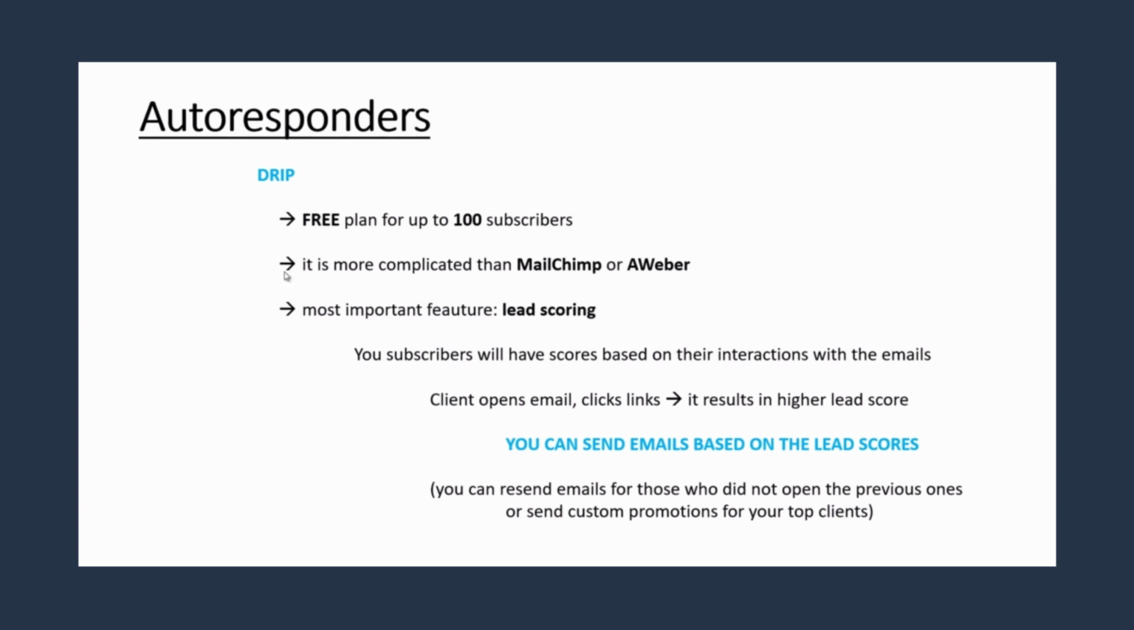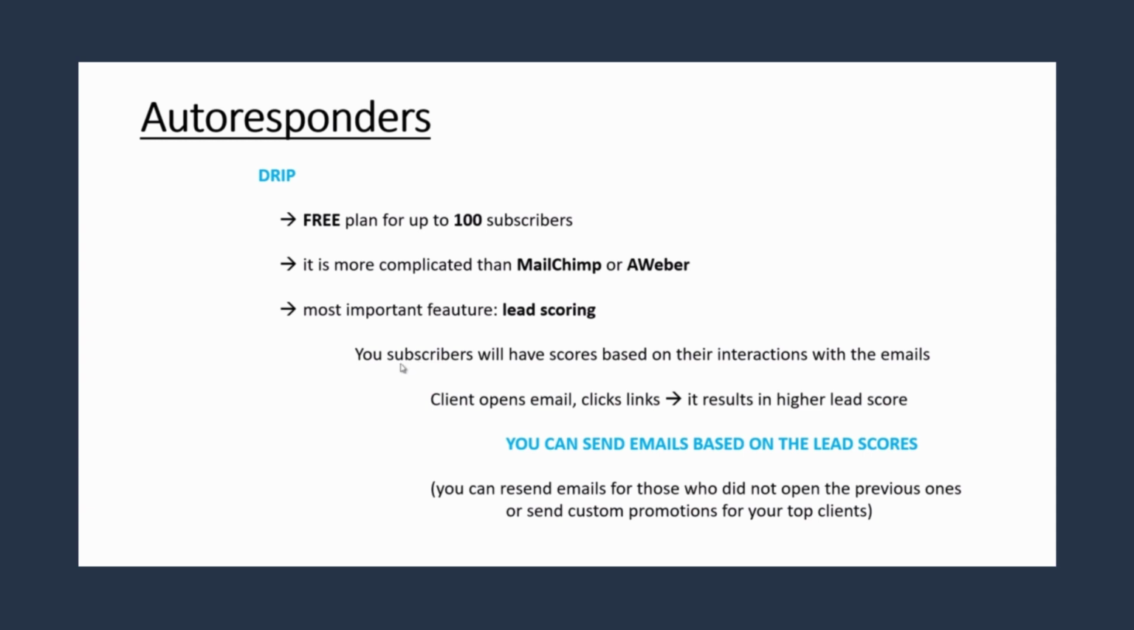On the other hand, it is more complicated than Mailchimp or Aweber, but this is why you can construct much more complicated campaigns as well. So if you are a professional email marketing or affiliate marketing expert, then Drip is the autoresponder you are looking for. There are lots of good features of Drip, but the most relevant feature is called lead scoring.